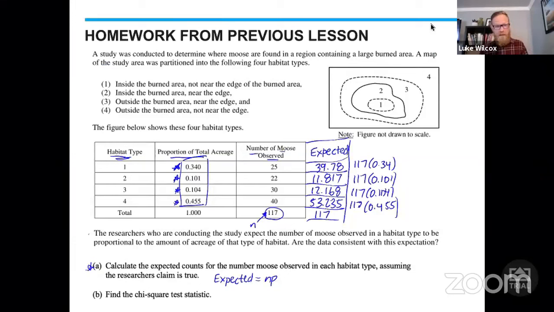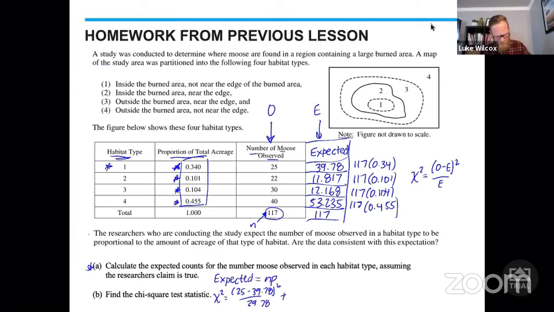And now we should be able to calculate our chi-squared test statistic. And just as a reminder, chi-squared test statistic, observed minus expected squared, all over the expected. We got all of our observed values here. We got all of our expected values here. It is now just a matter of plugging those into the formula. So our chi-squared value is going to be, I'm going to start with habitat type 1. So 25 was the observed, 39.78 was the expected.